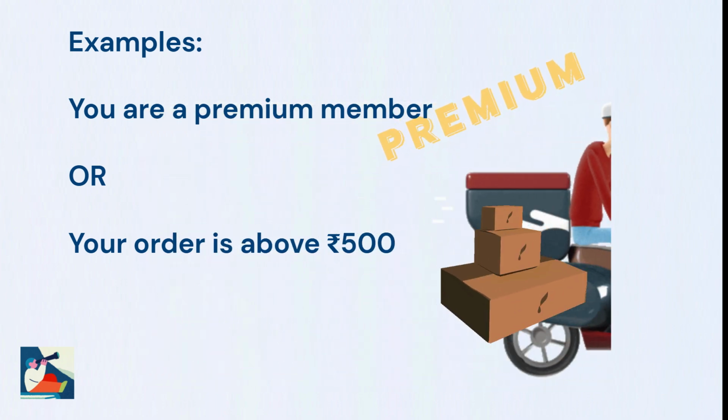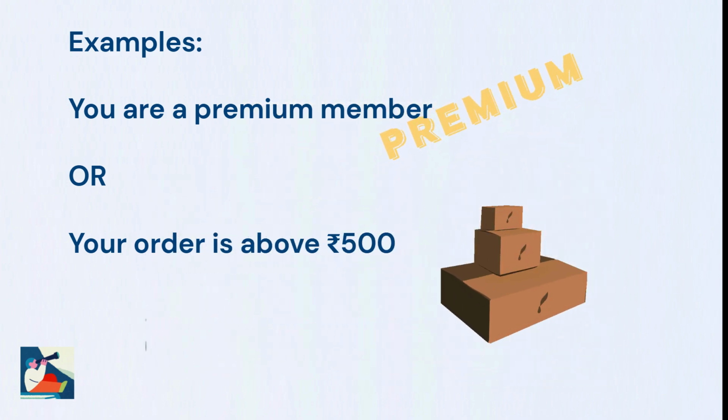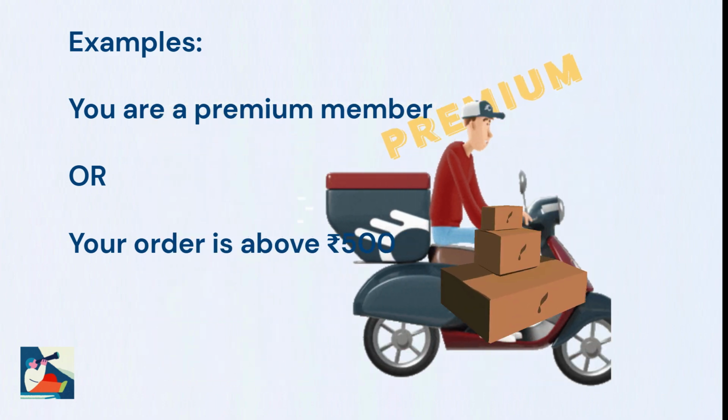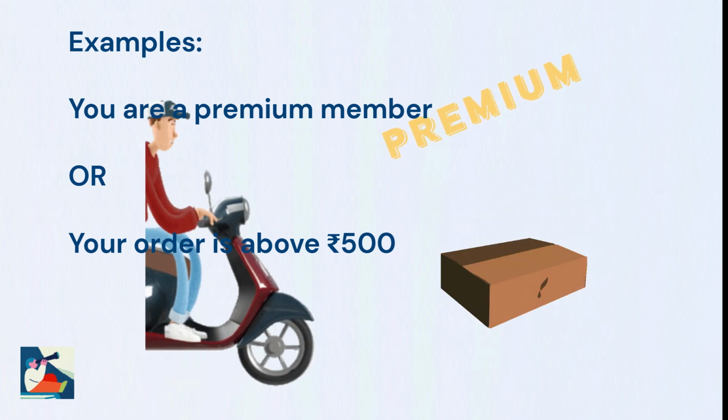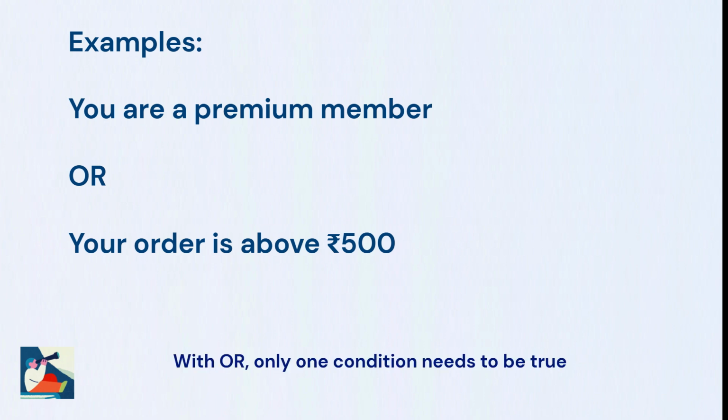If your order is above 500 Indian rupees, you also get free delivery. And if both conditions are true, you still get free delivery. The only time you don't get free delivery is when both conditions are false. The important rule is, with OR, only one condition needs to be true.